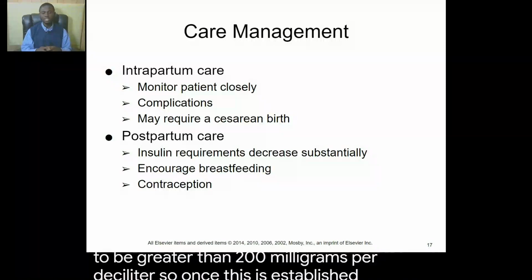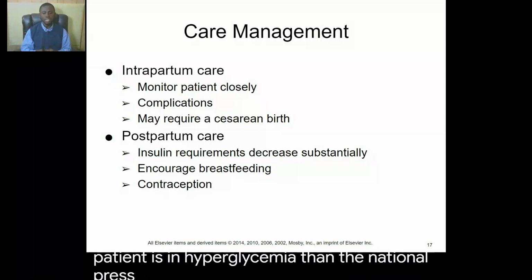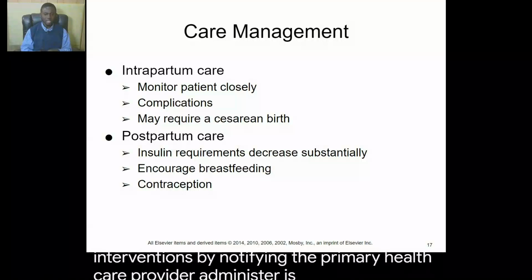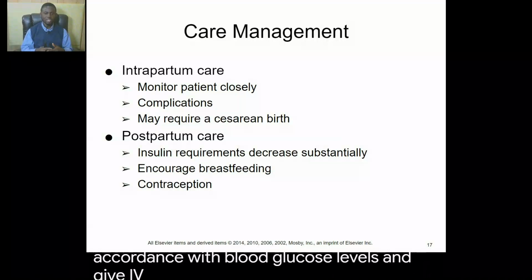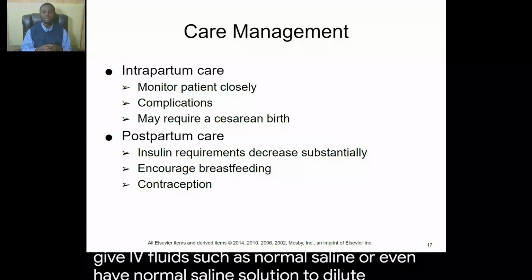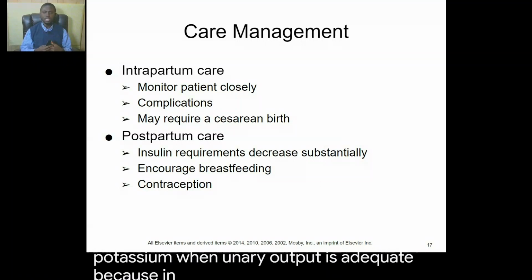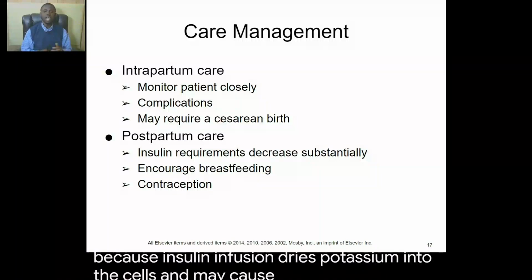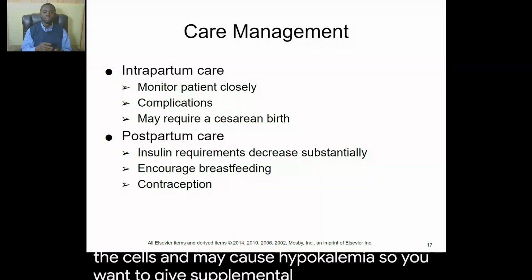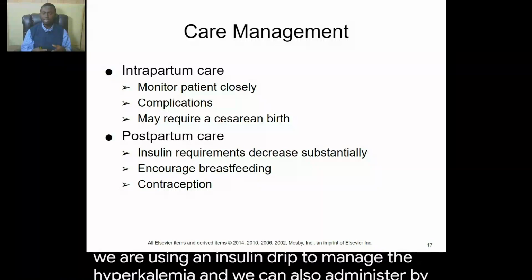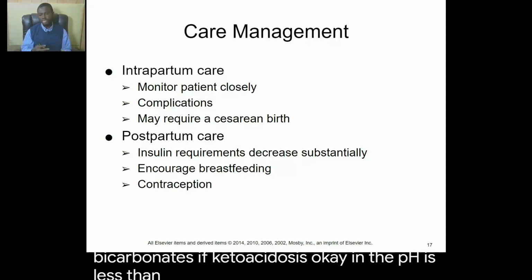Once it is established that the patient is in hyperglycemia, the nurse should proceed to perform these interventions by notifying the primary healthcare provider, administering insulin in accordance with blood glucose levels, and giving IV fluids such as normal saline to dilute the blood concentration of glucose. Also give potassium when urinary output is adequate, because insulin infusion drives potassium into the cells and may cause hypokalemia. So you want to give supplemental potassium if we are using an insulin drip to manage the hyperglycemia. And we can also administer bicarbonate if ketoacidosis occurs and the pH is less than 7, because as we know, DKA is a metabolic acidotic state.